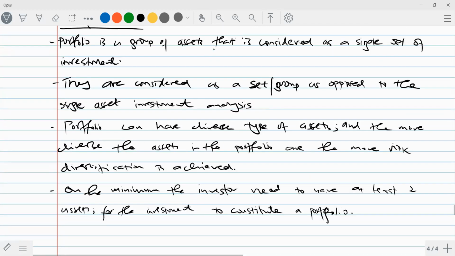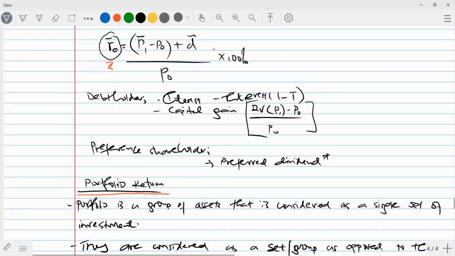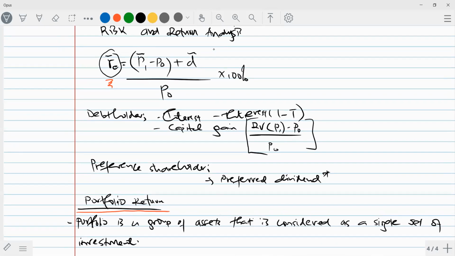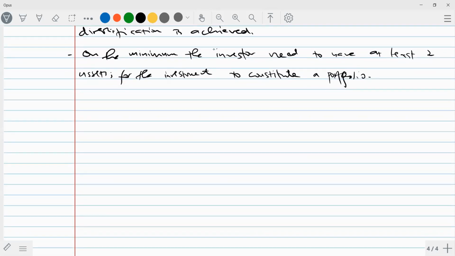Now we go back to our question. Our question was on returns. How do we get the return of the portfolio? We know how to get the return of a single asset. If it's an equity share, you know how to get the return of an equity share. If it's a bond holder, you know how to get the return of the bond. If it's a preference share, you know how to get that. But now, how do we get the return of the portfolio, this group of assets?